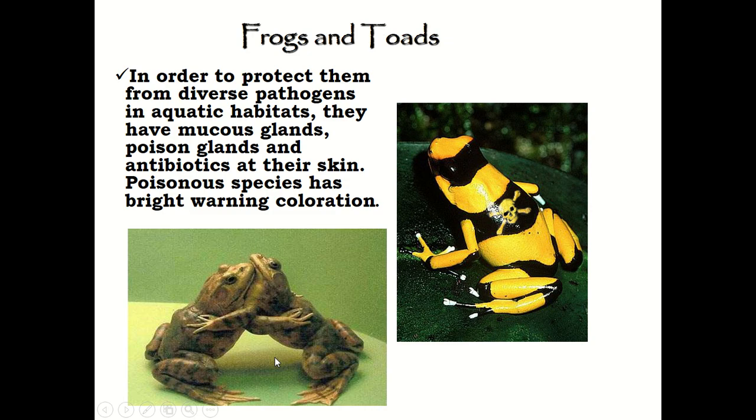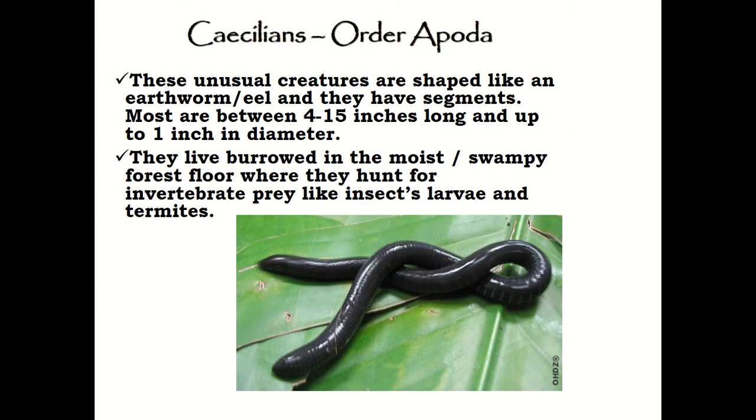So, in order to protect them from diverse pathogens in the aquatic habitat, they also have mucus glands, poison glands, and also antibiotics in their skin. The poisonous species usually have bright warning coloration so that the predator will go away from them. Okay, next under amphibians is also order Apoda.